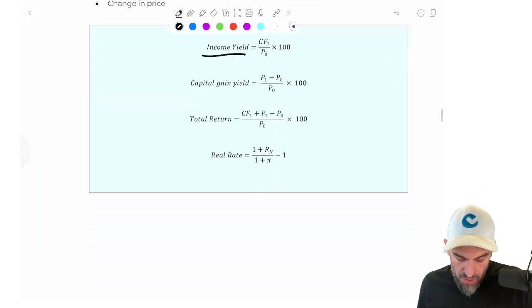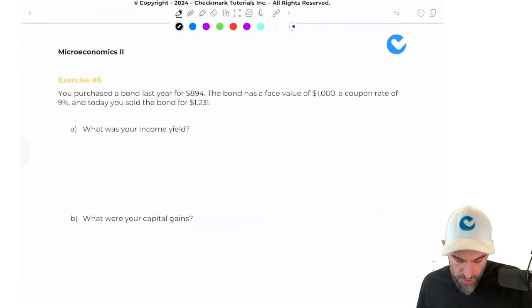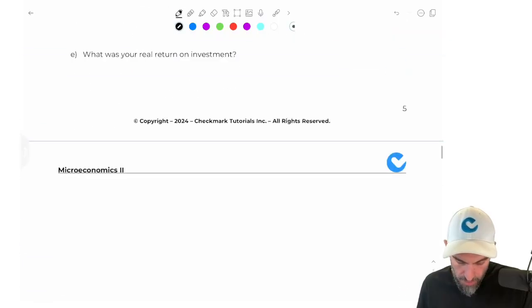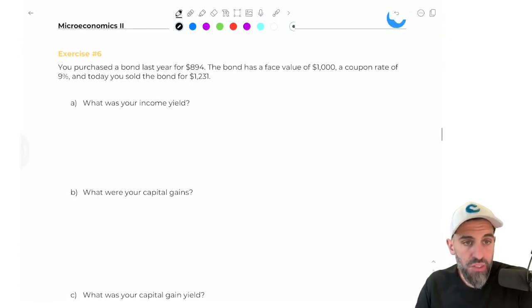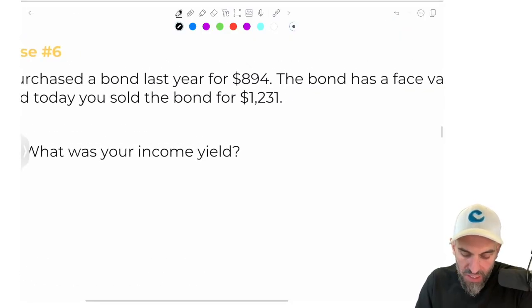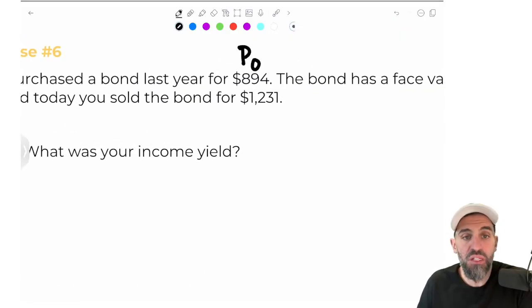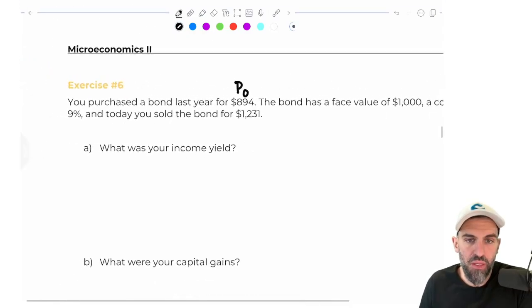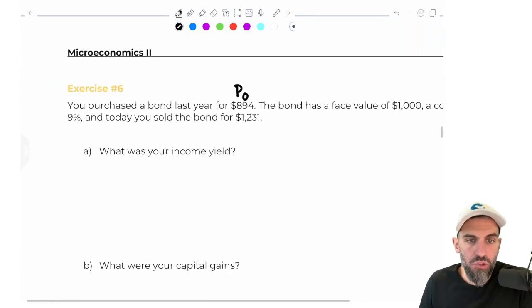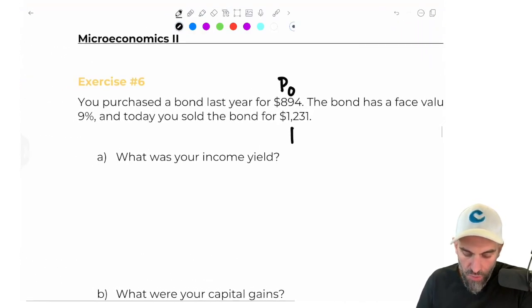So I want to show you guys how to do this. We're going to use this question. So question number 6, you purchased a bond last year for $894. So the price that you pay to buy something is called P0. That's the purchase price. You sold the bond today for $1,230.